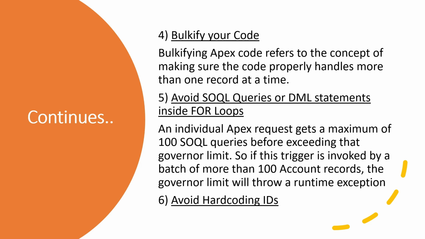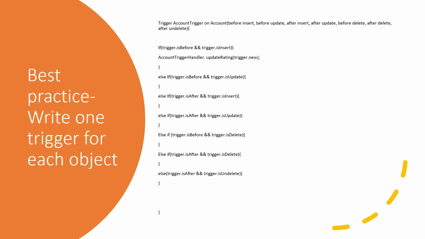So governor limit will throw a runtime exception. In order to avoid this, we don't write SQL queries and DML statements inside the for loop. Avoid hard coding IDs. IDs are environment specific, and when you push your code to a different environment, the IDs will not work, and you have to update the ID manually. So that is not a good approach.